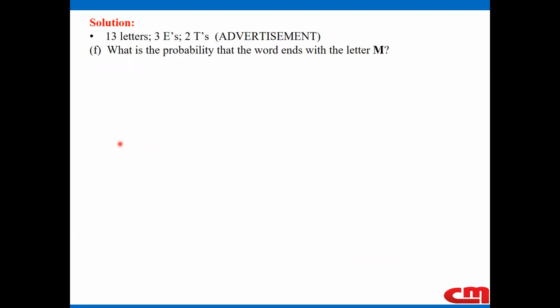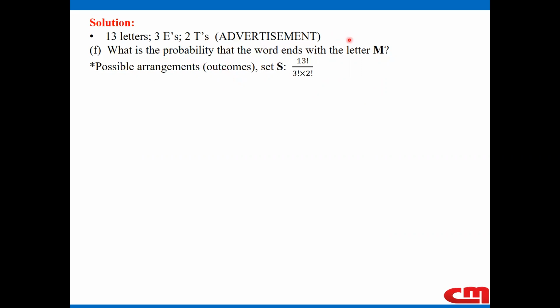Okay, let us go to F. What is the probability that the word ends with the letter M? Previously, we have found in how many ways we can arrange the letters of the word advertisement, taking into consideration that each word starts with the letter M, but here we are saying ends with the letter M, which is still one and the same thing. Whether it starts with the letter M or ends with the letter M, M is going to occupy one position. So we simply proceed as we did previously.